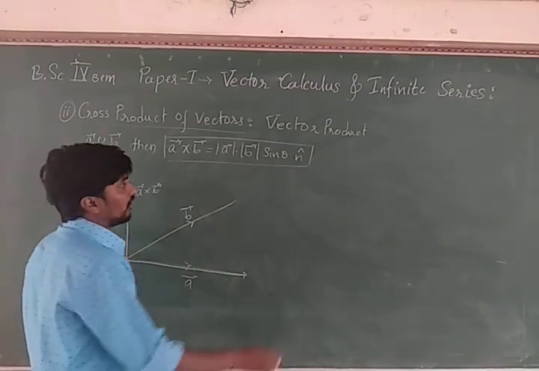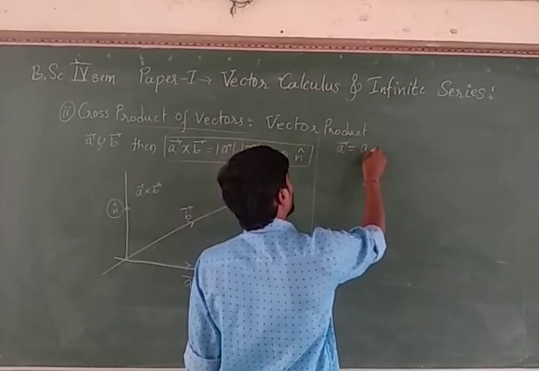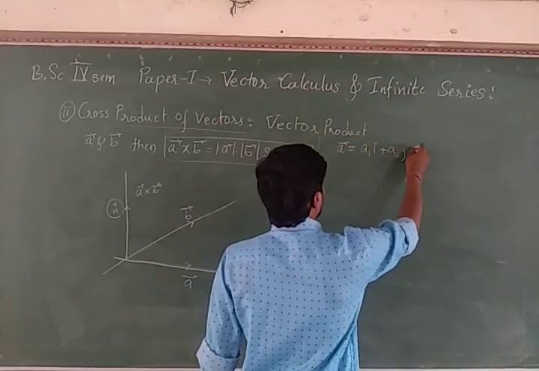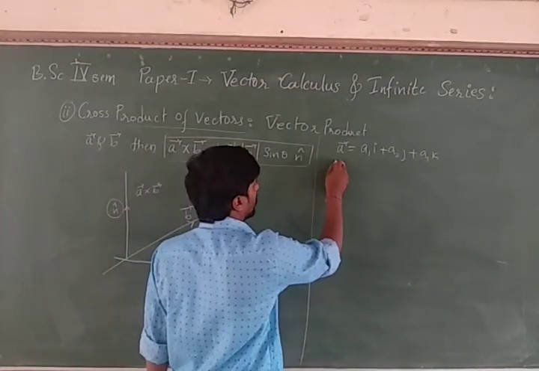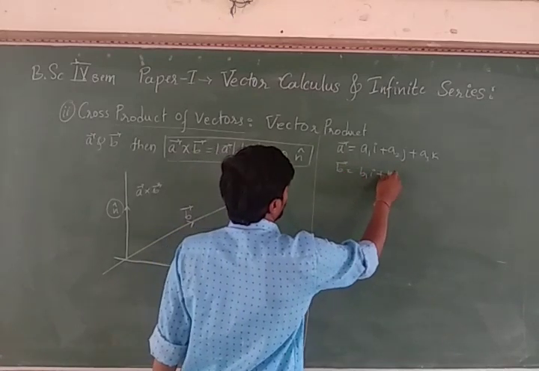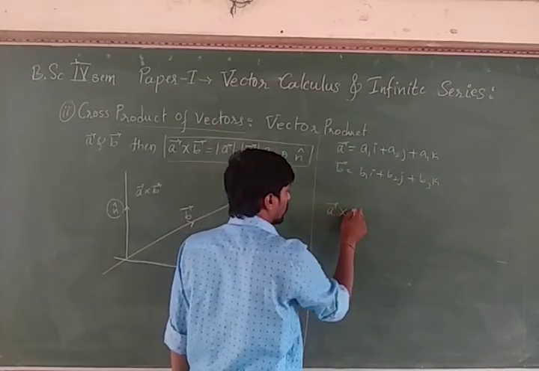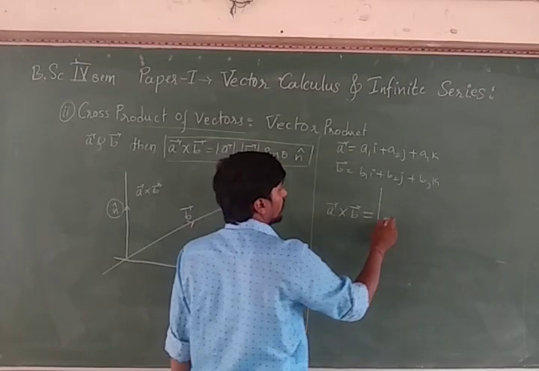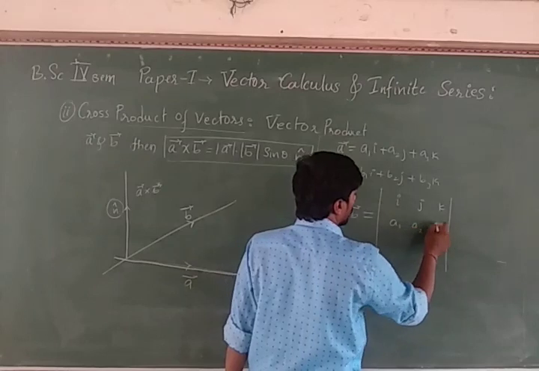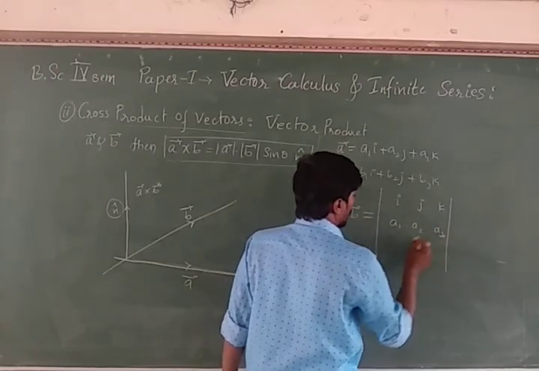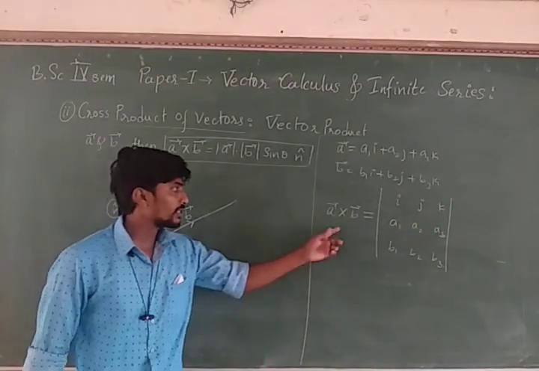But if the vectors are given in this format, vector A is a1 i plus a2 j plus a3 k, and vector B is b1 i plus b2 j plus b3 k, then if you want to find A cross B, it is always equal to the determinant of i, j, k; a1, a2, a3; b1, b2, b3. This is the formula to solve the examples.